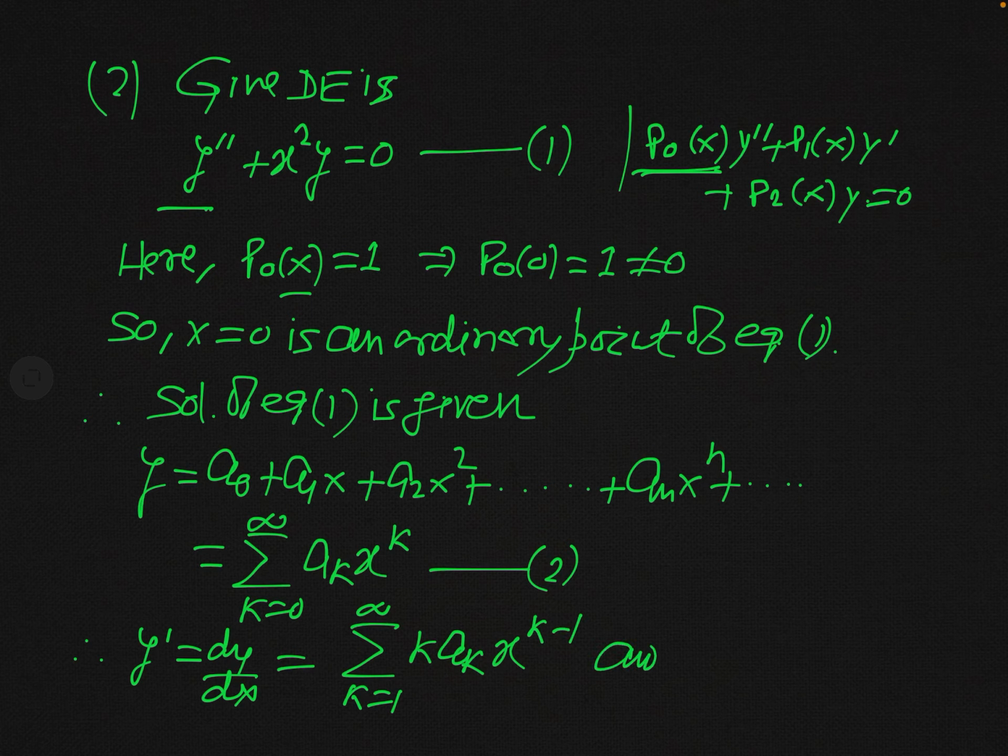And when we find y double prime, then again we will differentiate it, and the result will be summation k 2 to infinity k into k minus 1 into ak and x to the power k minus 2.